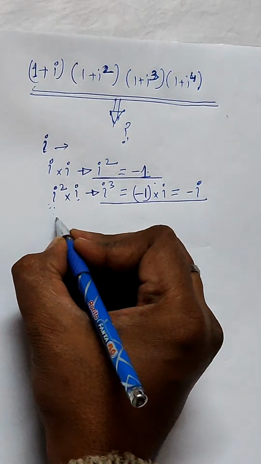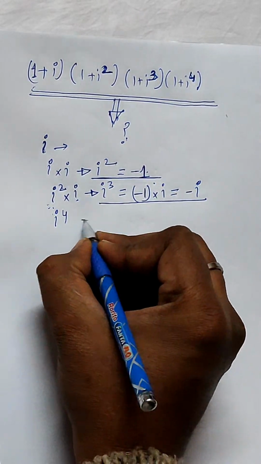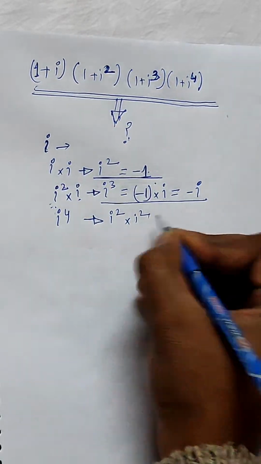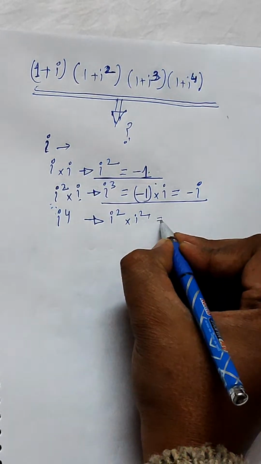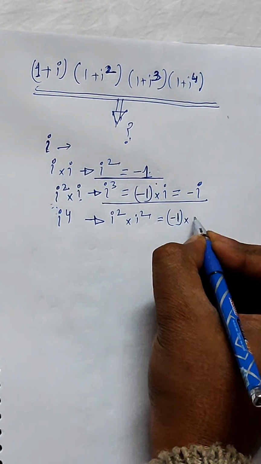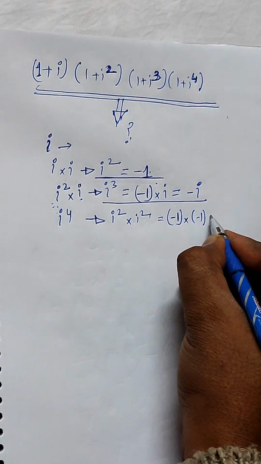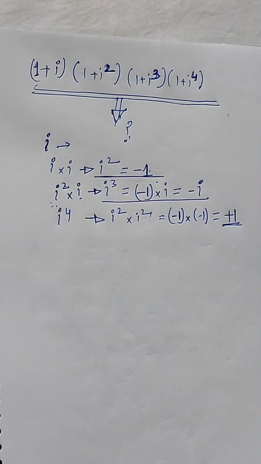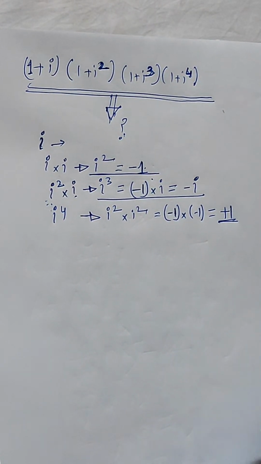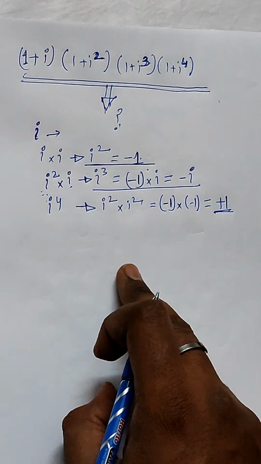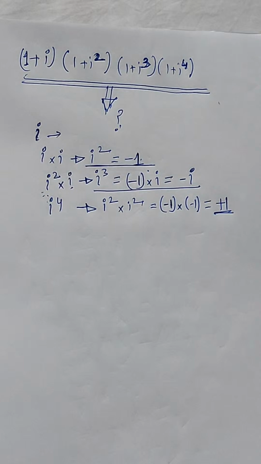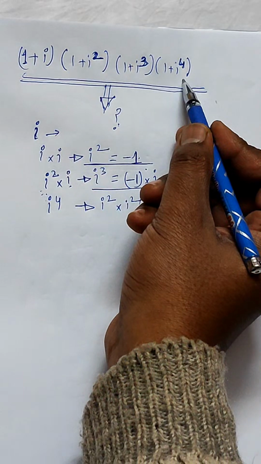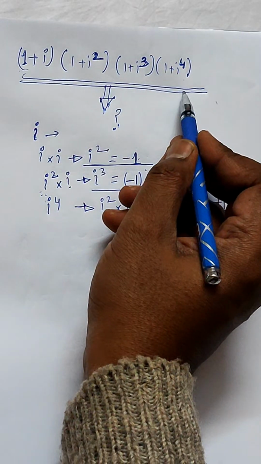Similarly, I to the power 4 can be written as I square into I square. And what is the value of I square? That is minus 1 multiplied by minus 1. So this will give you plus 1, right? I have explained this over here, but all this will not be required. Why? I am explaining to you. This is the question which is available to us, which we are going to solve.